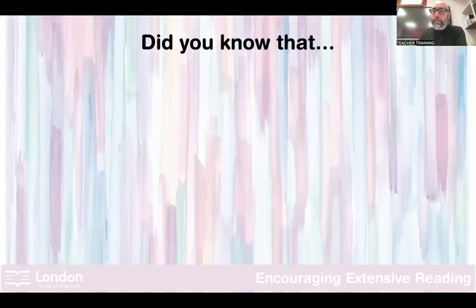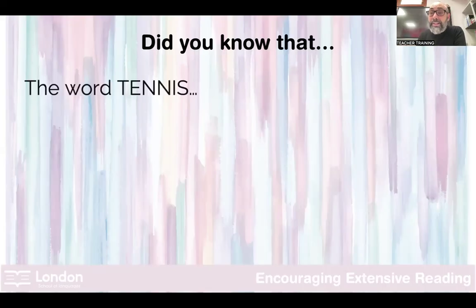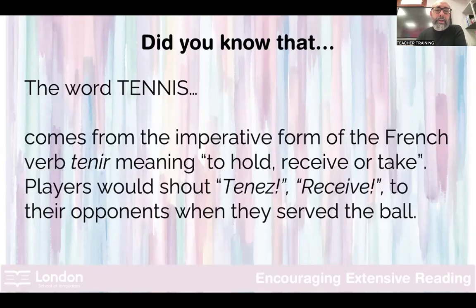Before doing that, I will give you another little piece of information. Do you know the word tennis? You will never guess where it comes from. It comes from French. It comes from the imperative form of the French verb tenir, meaning to hold, receive, or take. Players would shout tenez, receive, to their opponents when they served the ball. There you are.